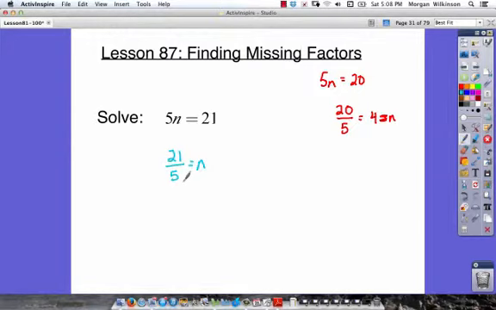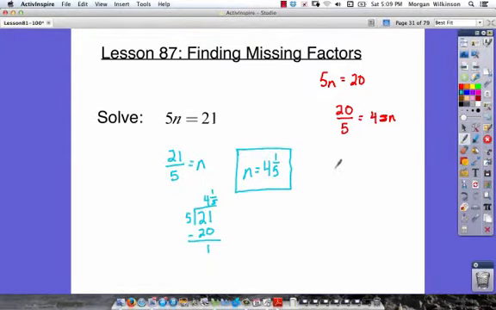It's loud. 21 divided by 5, that's n. Let's figure out what we get. 21 divided by 5, well, 5 goes into 21 4 times. That's 20 with 1 left over, so we've got our answer, 4 and 1 out of 5, or 4 and 1/5. So we could go ahead and rewrite that. n is equal to 4 and 1/5, because 5 times 4 and 1/5 equals 21. We can box it and move on to our next question.